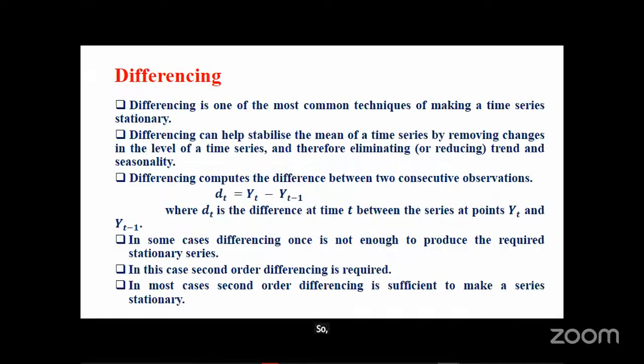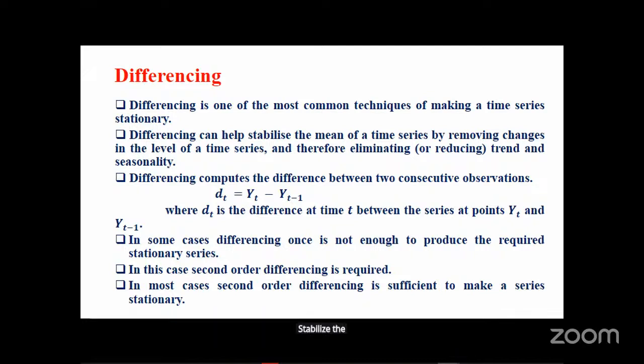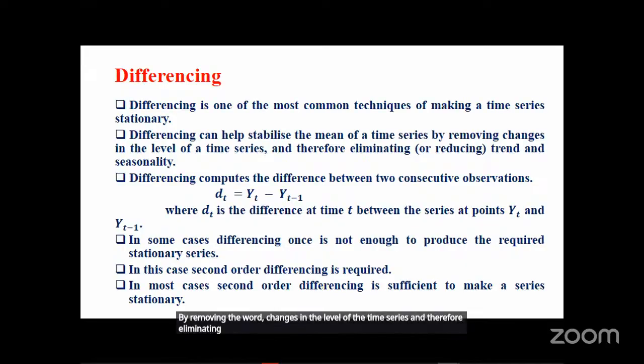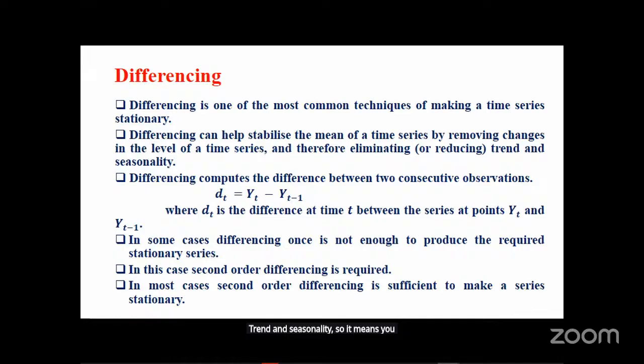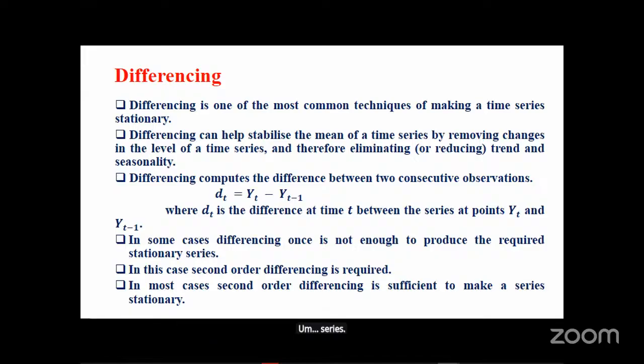Differencing is one of the most common techniques of making a time series stationary. Differencing can help stabilize the mean of the time series by removing changes in the level of the time series, and therefore eliminating trend and seasonality. It means you are subtracting the past from the present, just like that. You are differencing, so then you get another series. Are we together? All right. So that is what differencing does.